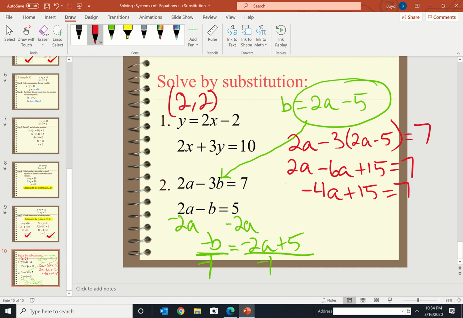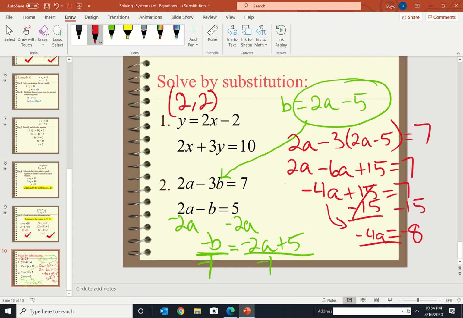Simple two-step equation at this point. I'm going to identify the variable, see what operation is being done to it. They're adding 15, so I'm going to do the opposite, subtracting 15. What I do on one side, I do on the other. That is going to cancel out. My negative 4a comes down, and 7 minus 15 is going to give me a negative 8.